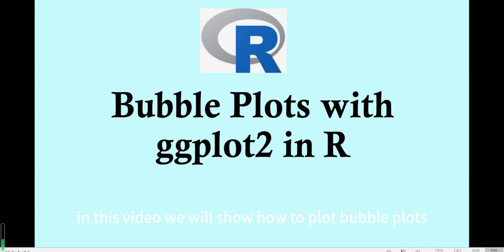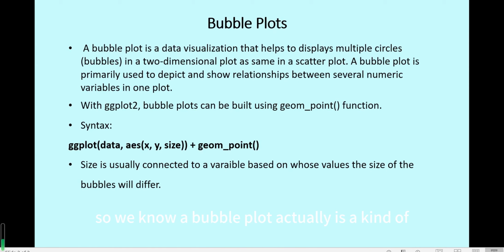In this video, we will show how to plot bubble plots using ggplot2 in R. So we know a bubble plot actually is a kind of scatter plot between two variables, but can also set the size and shape of the point like above.